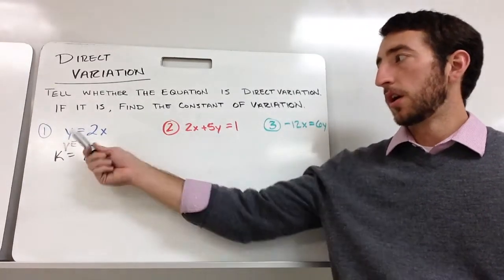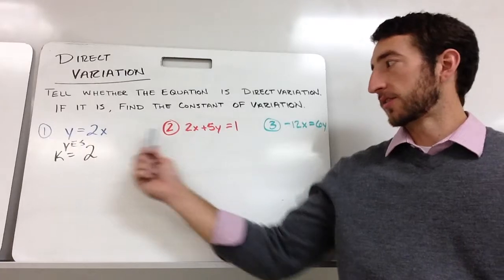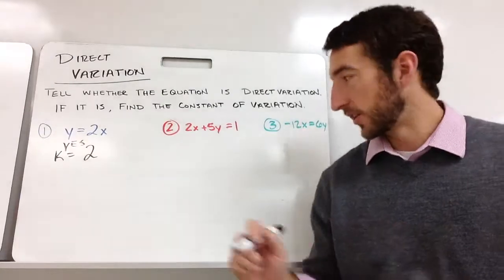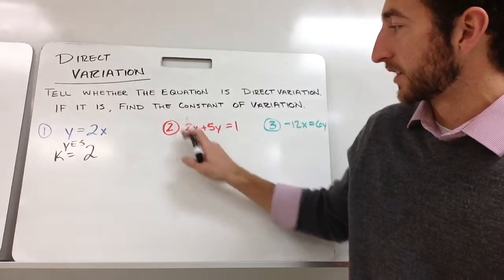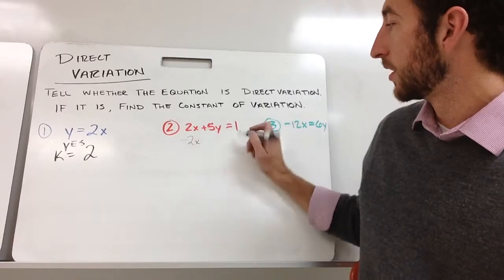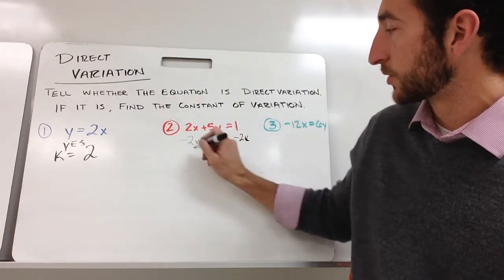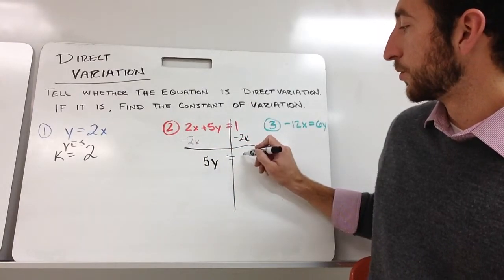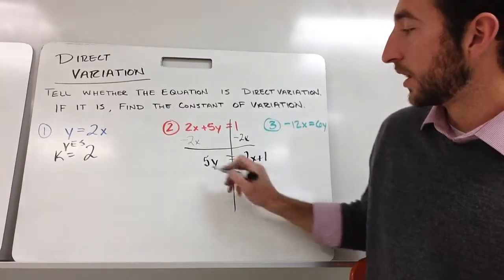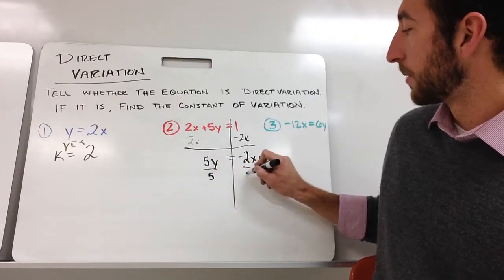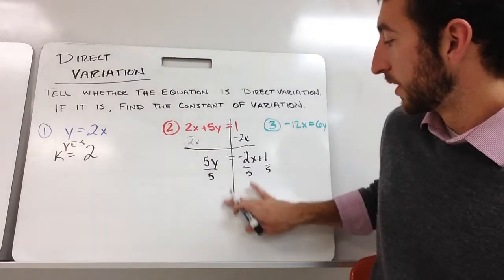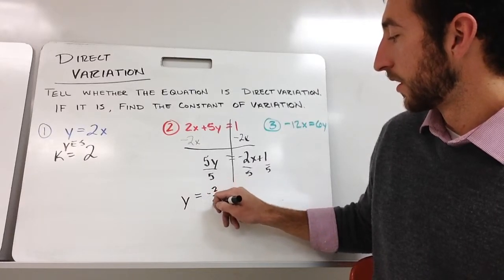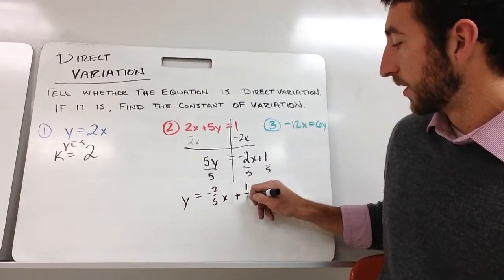Alright, for this one, remember that I'm getting y on one side and everything else on the other. So I have to do that to this because we can't really tell just by looking at this that it is direct variation. So first thing I'm going to do, I have to get my 2x away from my y, so I'm going to subtract 2x. Now these are not like terms, so I cannot combine them. So I'm left with 5y equals negative 2x plus 1. And then I divide both sides by 5. So what I'm left with is y equals negative 2/5 x plus 1/5.